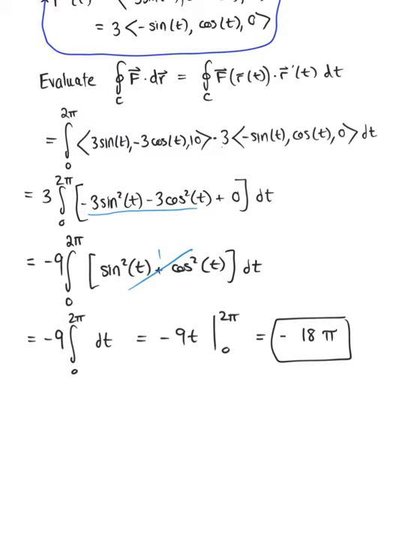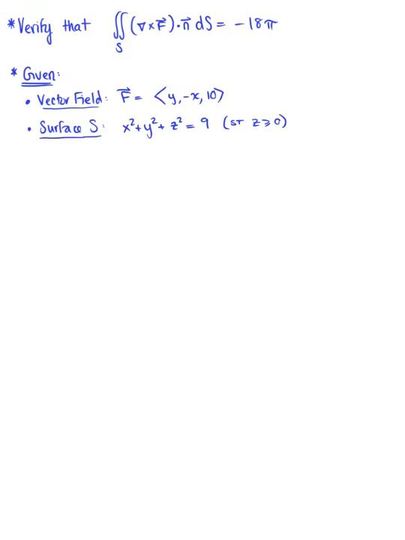So we have calculated the vector line integral of Stokes' theorem. And now to verify this, we want to go ahead and compute the surface integral. So let's take a look. In part 2, we need to verify that the double integral over our surface S of the dot product of the curl of the vector field and the normal vector field is also going to be equal to negative 18 pi that we just found with the vector line integral. Let's keep in mind that we're given the vector field F defined by the components y, negative x, 10, and we are given the surface S that is defined as the hemisphere above the xy plane.